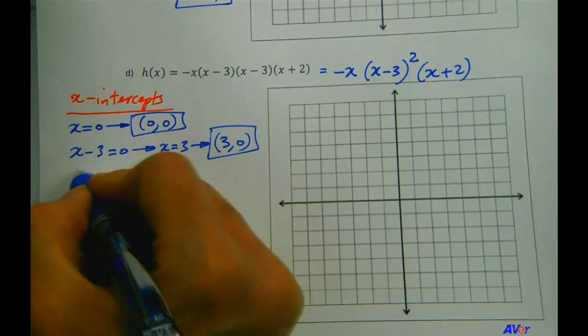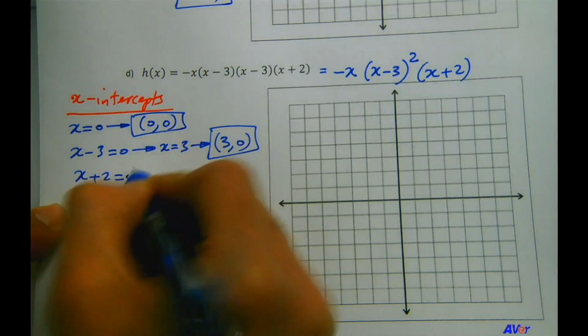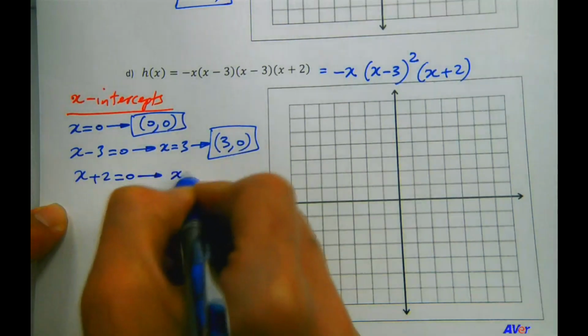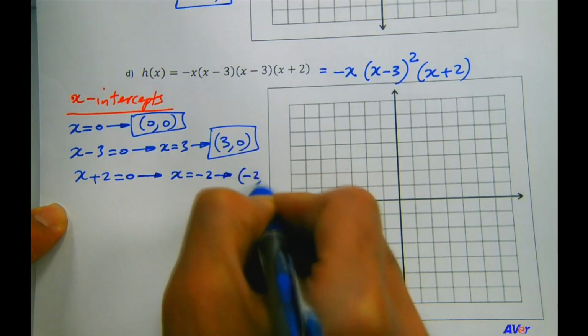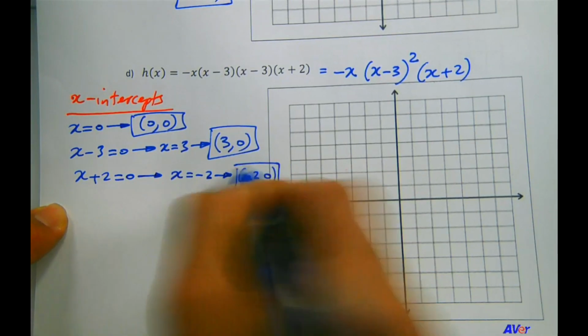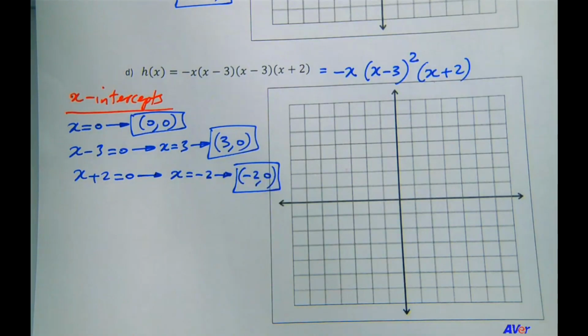And then finally, x plus 2 equals 0. And this is x equals negative 2. So we have (-2, 0) as the next zero of this polynomial.